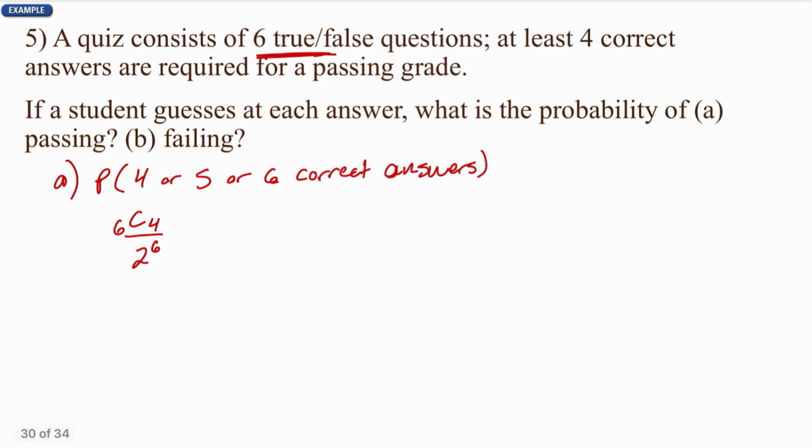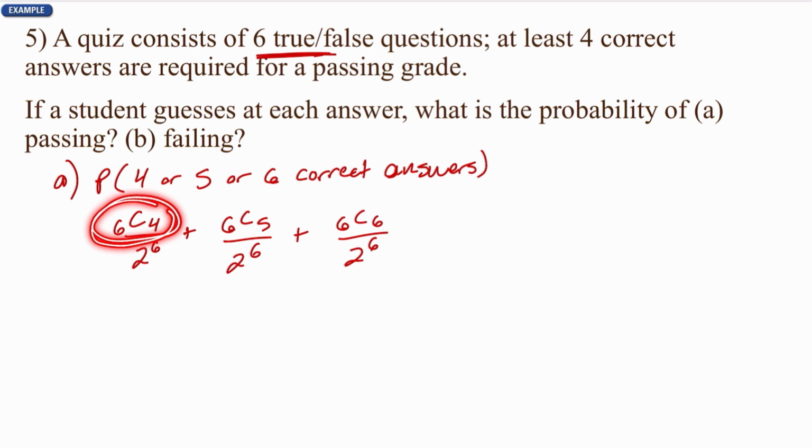And then for 5 correct, so we're going to put an and here because the or means to add. I'm sorry, yeah, the or means add. 6C5 divided by 2 to the 6th power, and then 6C6 divided by 2 to the 6th power.